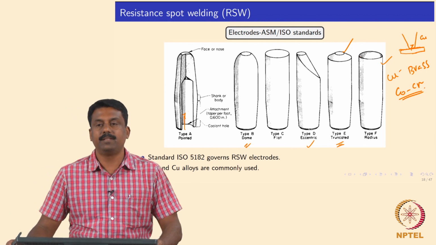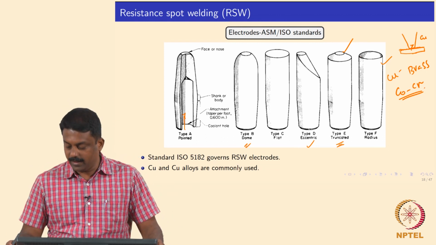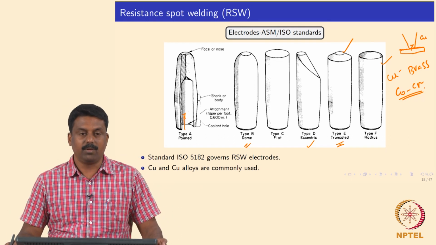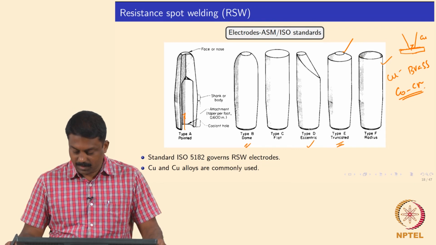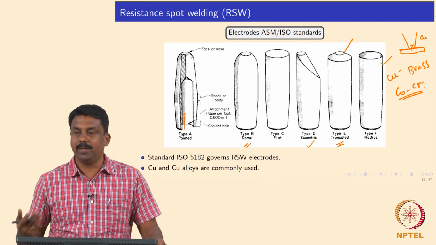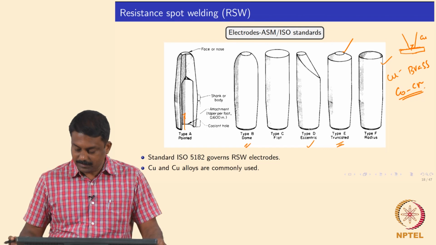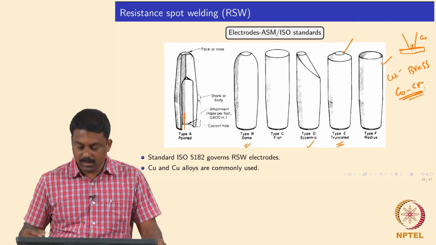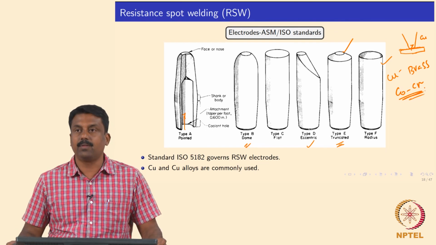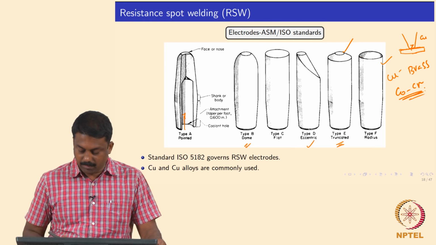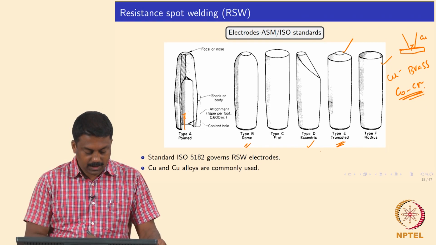okay. So you can also achieve reasonably good thermal and electrical conductivity with these cobalt chrome alloys, and these alloys have very good high temperature properties. Good. So these are the common types of electrodes we use, okay. Most commonly we use type E and type A.